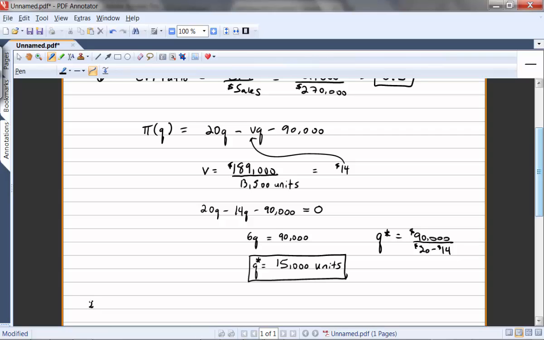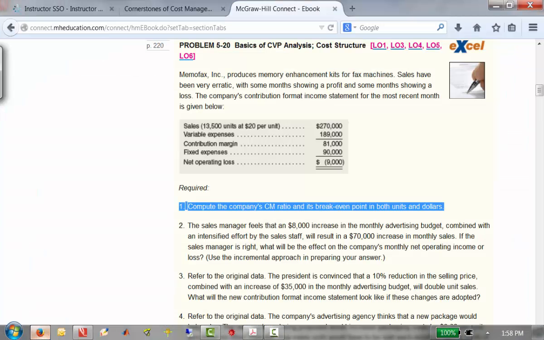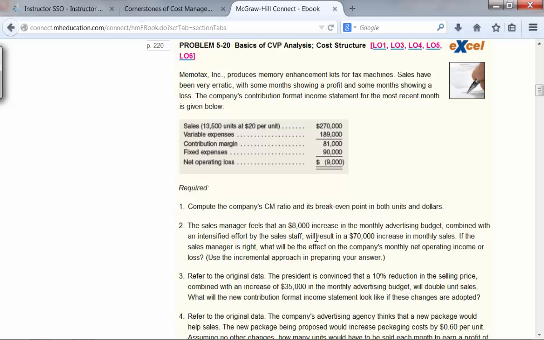So part 2. The sales manager feels that an 8,000 increase in the monthly advertising budget, combined with an intensified effort by the sales staff, will result in a 70,000 increase in monthly sales. If they're right, what will be the effect on the company's monthly net operating income or loss?